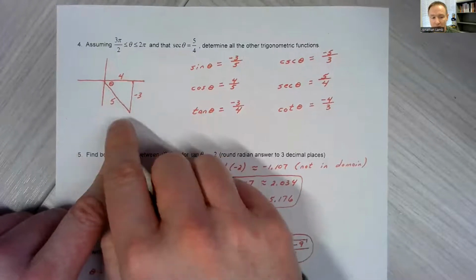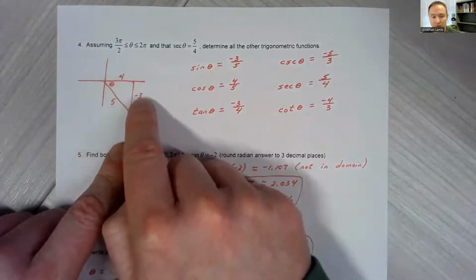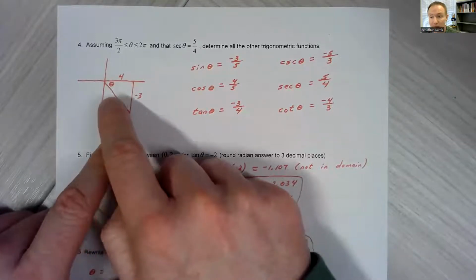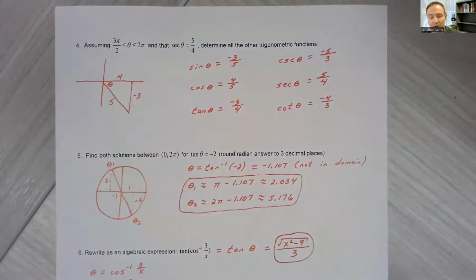You could have also used the Pythagorean theorem and said, well, 4 squared plus b squared is equal to 5 squared. And then that would give you b squared is equal to 9. But now whenever you have that, you've got to be careful, because if b squared equals 9, b could equal the positive or negative square root of 9.